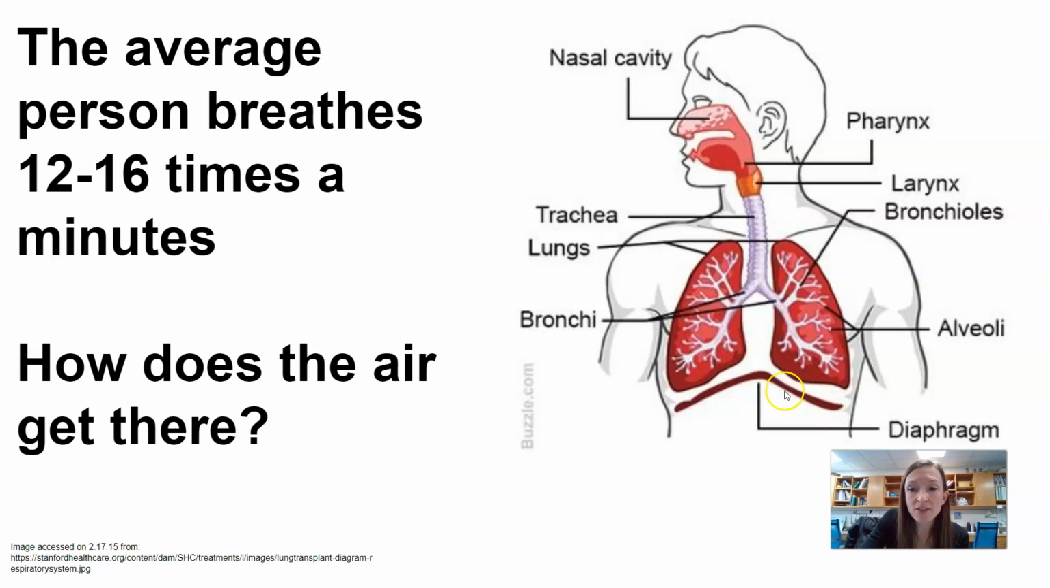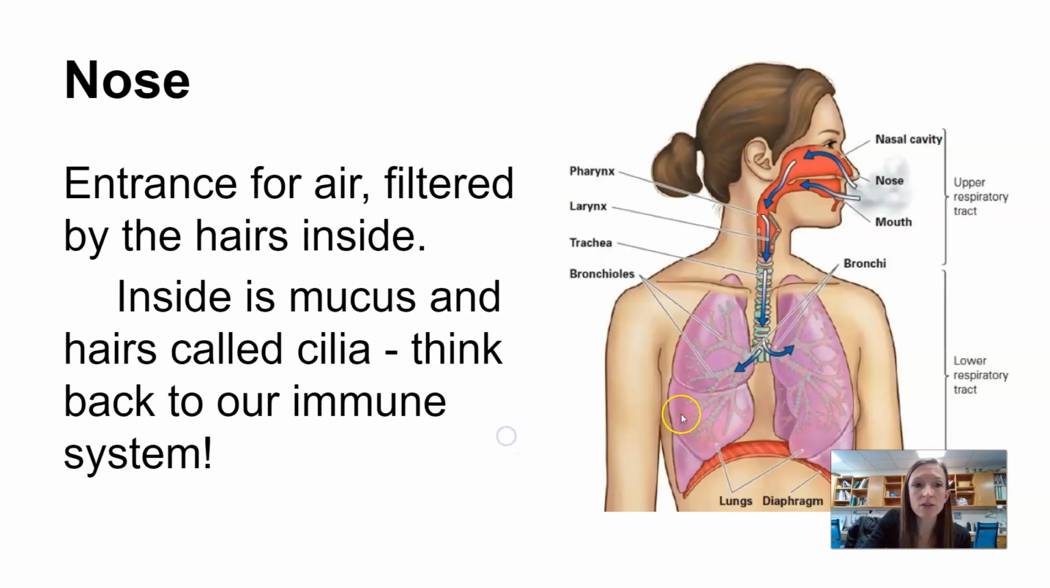At the bottom of your chest, below your rib cage, you have something called the diaphragm, and that has a very important role in helping us to inhale and exhale. It helps change the volume of your lungs to bring air in and out. So let's take a closer look.